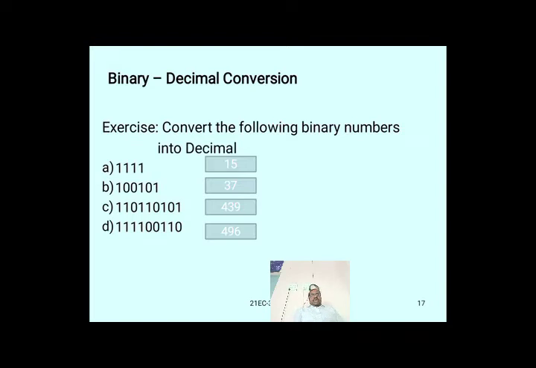Here, first I will give a slight clue to the first question. They are representing four ones, 1, 1, 1, 1. Positional weights: binary weights start from 2 power 0, 2 power 1, 2 power 2, 2 power 3. 2 power 3 is 8, 2 power 2 is 4, 2 power 1 is 2, 2 power 0 is 1. 8 plus 4 plus 2 plus 1. 8 plus 4, 12. 12 plus 2, 14. 14 plus 1, 15. See, the correct answer is 15.